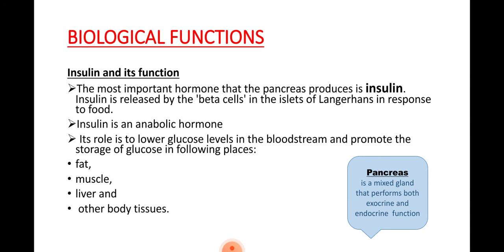In the case of biological importance, the pancreas secretes two major important hormones, insulin and glucagon. However, it also secretes some other hormones such as amylin, pancreatic polypeptide, etc. First of all, insulin is the only hormone that is capable of lowering the blood glucose level and is responsible for maintaining blood glucose homeostasis. It also promotes the storage of glucose in fat, muscle, liver, and other body tissues.